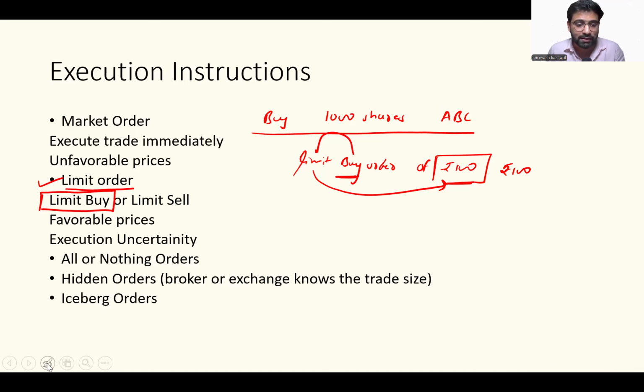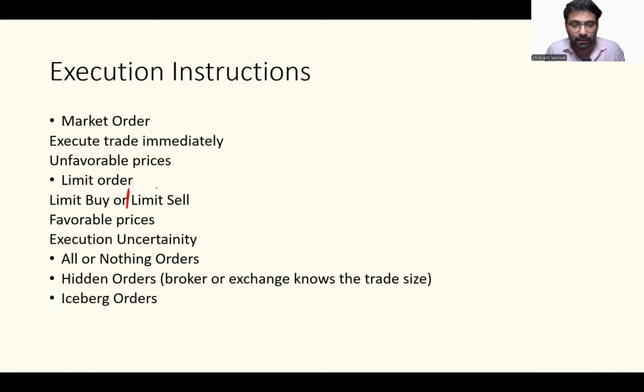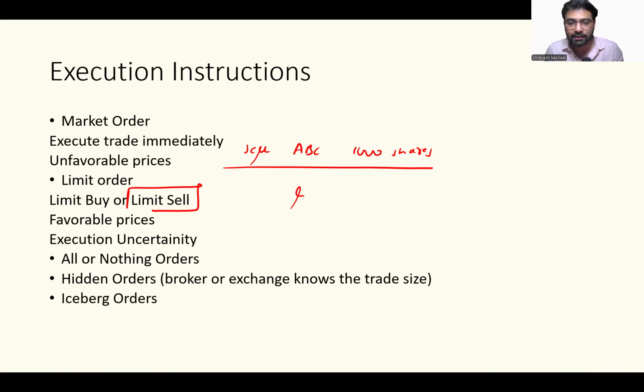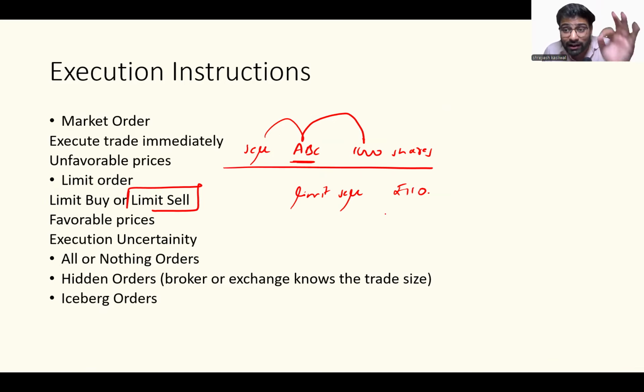So then, sir, what is a limit sell order? Let's say I am willing to sell the same stock ABC. I am willing to sell 1,000 shares of this stock, and I place a limit sell order for rupees 110. What does that mean? Whenever I sell 1,000 shares of this particular stock ABC, I will sell each share for at least rupees 110.